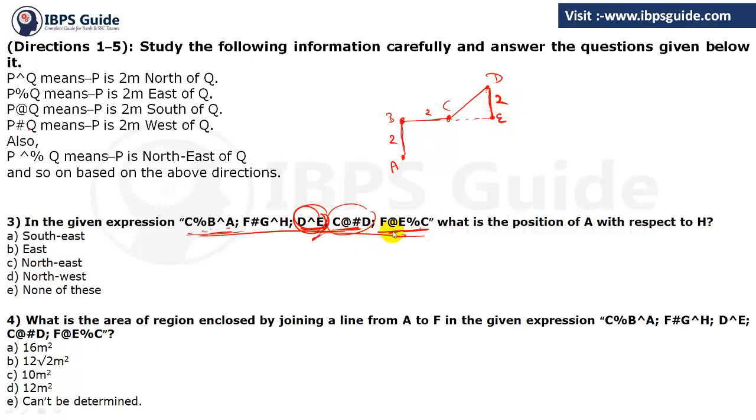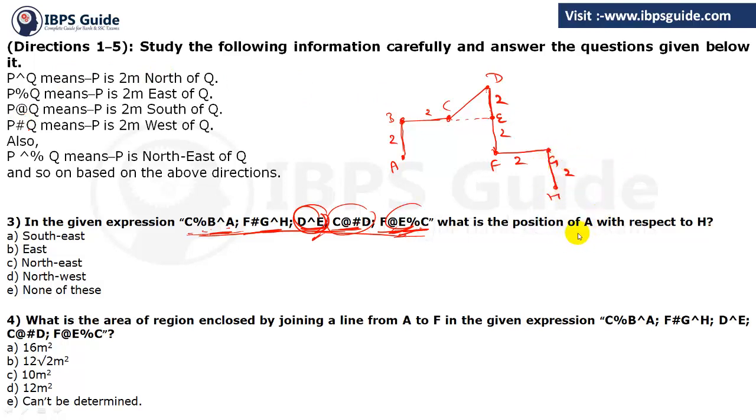Clear? Now F @ E means F is in the south of E. So F is in the south of E, that will be 2 meters. So it will be in the east of A, that is point F. It will be 2. Clear? This is done, this is done, this is done. Now F hash G. Hash means west, so F is in the west of G. Clear? 2 meters again. Now G power H. Power means north, so G is in the north of H. So there you have H, and it will be 2.